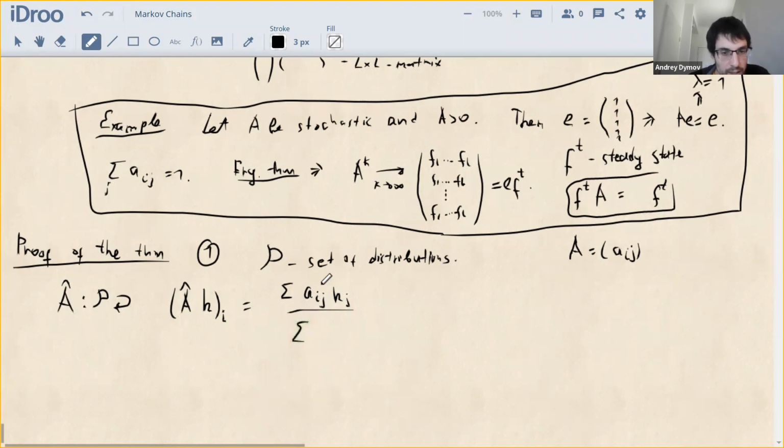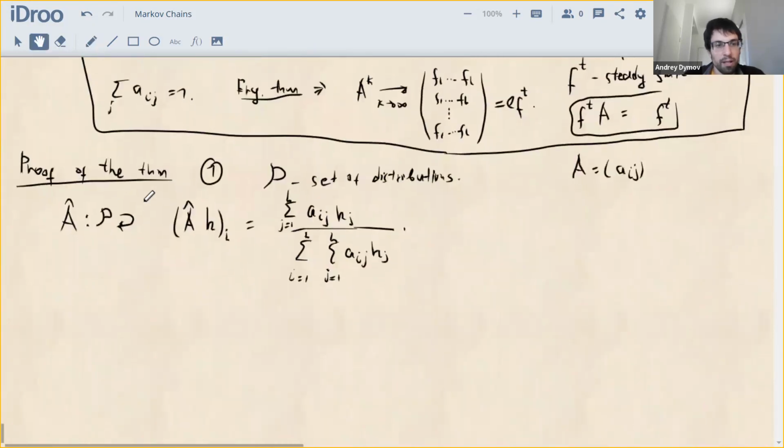Since I need this to act from rho to rho, I need the sum of all components over I to be equal to 1. That's why I need to normalize this object. I need to divide by the sum over I, sum over J, A_ij H_j. Perfect. So this is indeed the mapping from rho to rho, right? Since the sum of all components equals 1, and clearly everything is non-negative here.